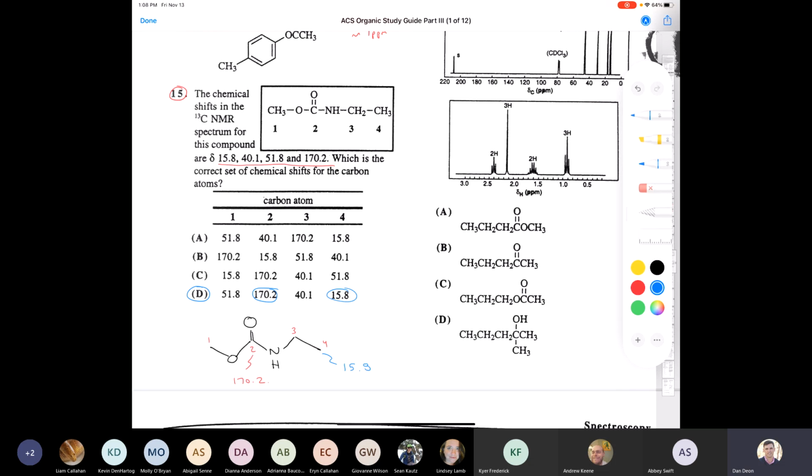Let's take a look at carbons number 1 and number 3 to see if they make sense. Their chemical shifts aren't that far apart, 51.8 and 40.1, but carbon number 1 is attached to an oxygen. Oxygen is more electronegative than nitrogen. Therefore, it's more electron withdrawing, and it's going to deshield that carbon even more. And so D starts to make even more sense.